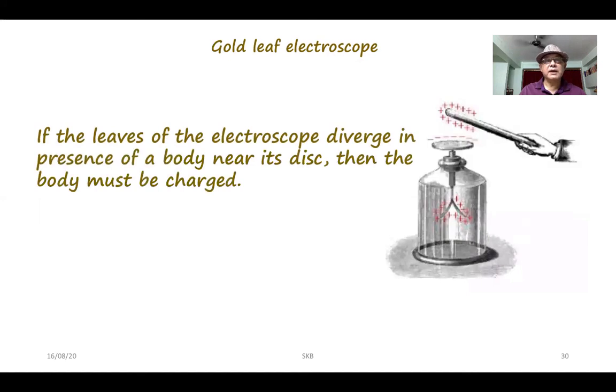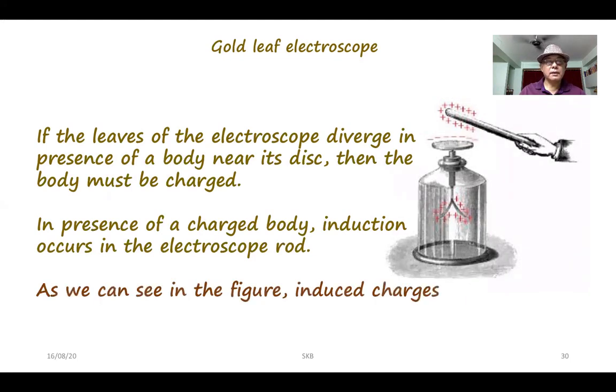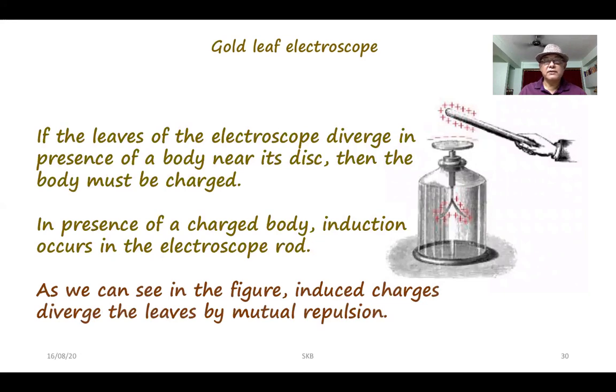If the leaves of the electroscope diverge in presence of a body near its disc, then the body must be charged. In presence of a charged body, induction occurs in the electroscope rod. As you can see in the figure, induced charges diverge the leaves by mutual repulsion.